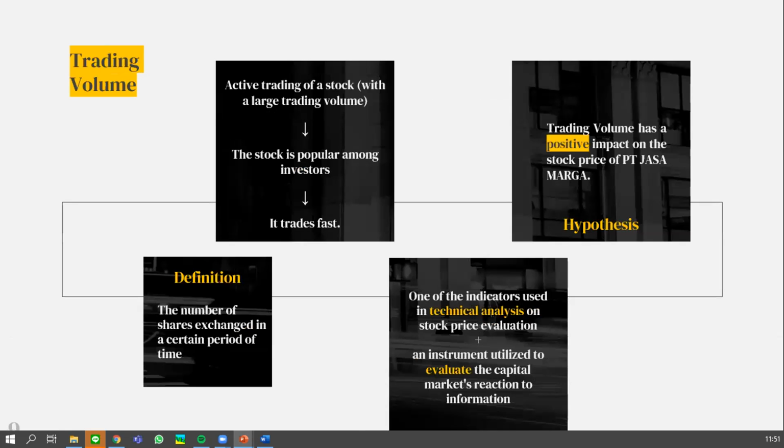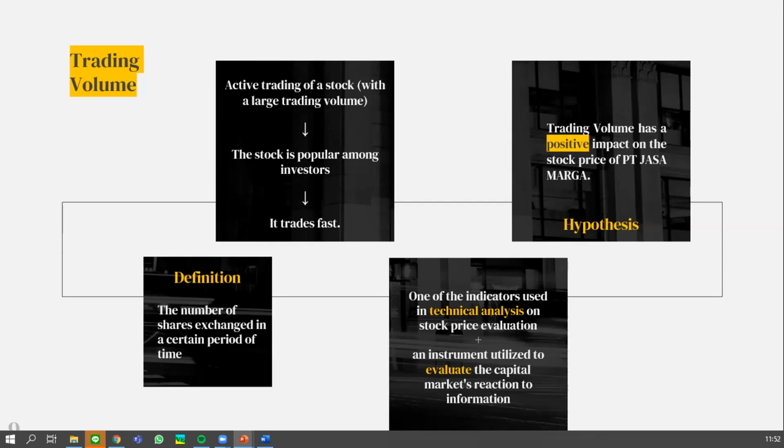The last one is trading volume. This is the next element that influences stock price. For an investor, stock trading volume is important since it indicates the state of securities traded in the capital market. So what exactly is trading volume? Trading volume is the number of shares exchanged on a certain period of time.